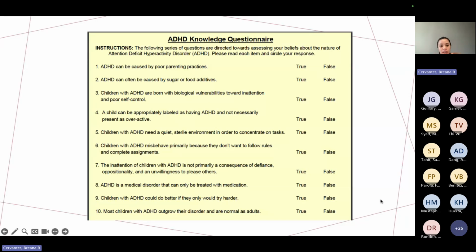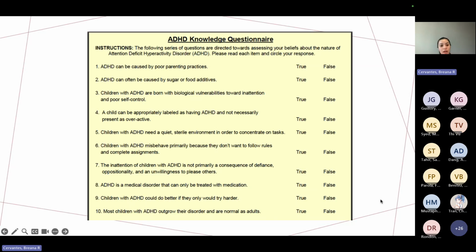Number 6: children with ADHD misbehave primarily because they don't want to follow rules or complete assignments. False. Yeah, good job. Number 7: the inattention of children with ADHD is not primarily a consequence of defiance, oppositionality, and an unwillingness to please others. True. Exactly. A lot of times people get frustrated, especially with little kids with ADHD in classrooms, and they assume you're trying to be defiant, like you just don't want to listen, and that's not true.